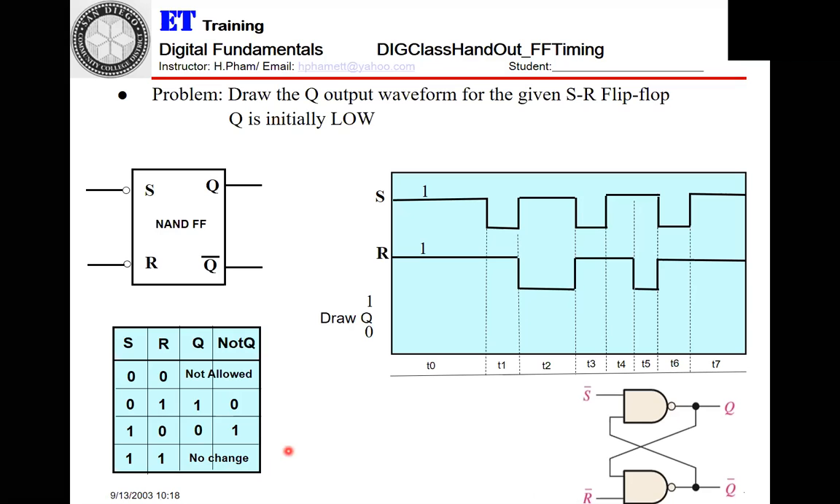So if S and R are 1, 1, that is no change, but you don't know what Q was. So that's why they gave it to you right here. Q is initially low, which means Q here has to be 0 at the beginning.